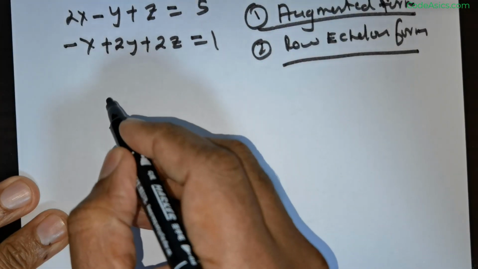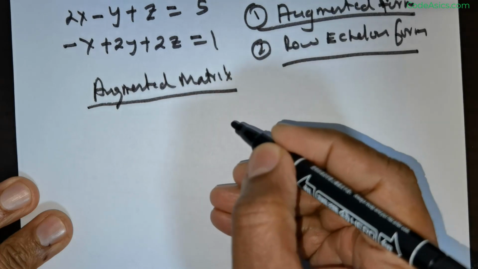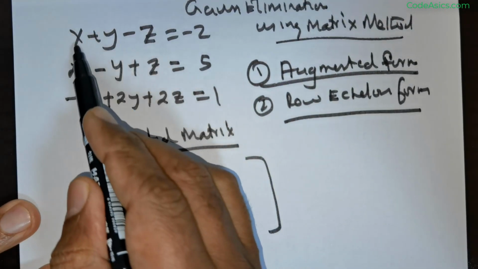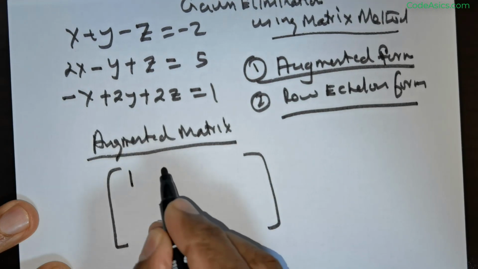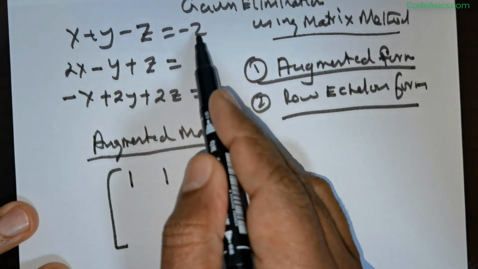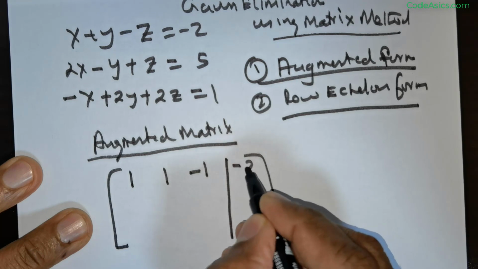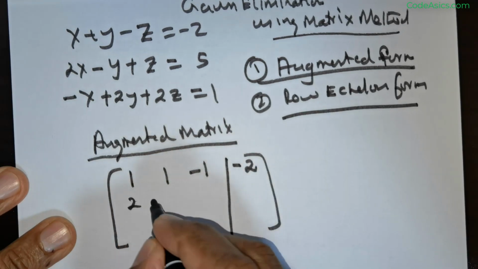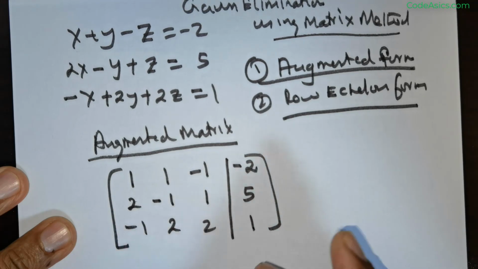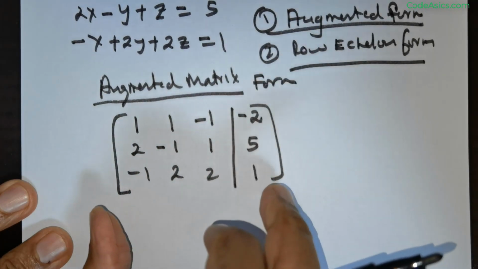So foremost, I would like to write the augmented matrix. How do we write the augmented matrix? We will write it by first taking in the coefficients of the variables x, y, z. So the coefficient of x is 1 here, y is 1, and z is negative 1. Then to write the constant term, the constant that we see here is negative 2. We need to draw a vertical line like this and then place in the constant. I am following it up with the other coefficients, 2, negative 1 and 1, the constant is 5, and negative 1, 2 and 2, the constant is 1. Now this is called the augmented matrix form. We need to start off with this.